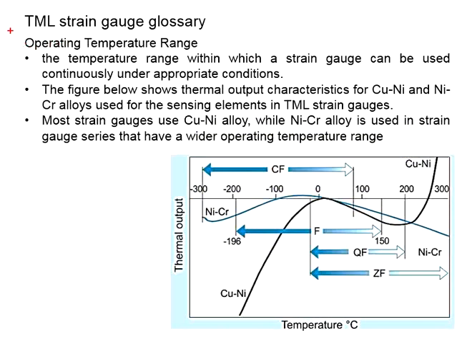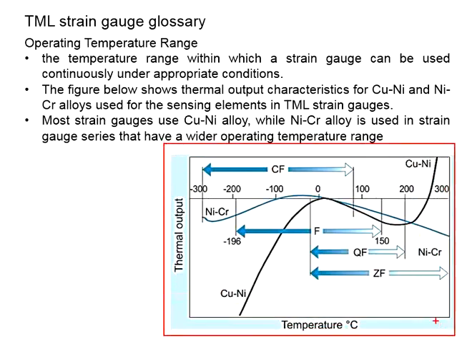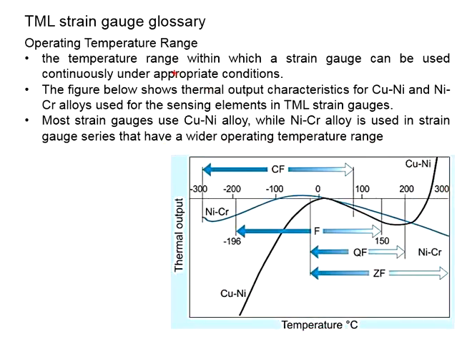Next, we talk about the operating temperature range. This is referring to the temperature range within which a strain gauge can be used continuously under appropriate conditions. That means it is the applicable temperature range for different types of strain gauge. You may refer to the figure here that shows the temperature output characteristic for different types of alloy. You have copper nickel alloy, and you have nickel chromium alloy.